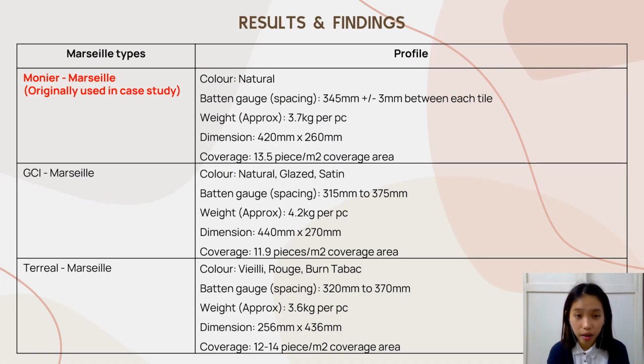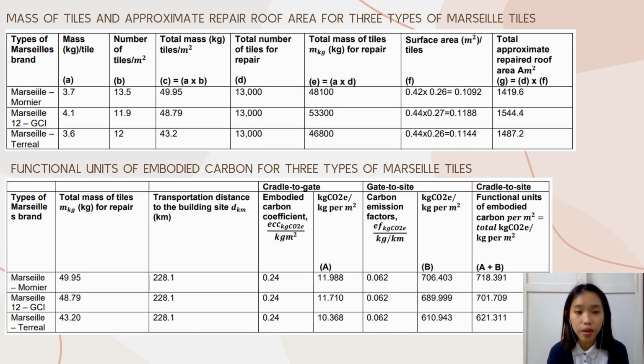For the results and findings, I'll be comparing three different manufacturers for the clay roof tile. First is Monier, second GCI, and third Jiarou. In my research paper, I will be using different mathematical frameworks and also equations to calculate the mass of tiles and approximate repair roof area for three types of different Masali tiles, and also calculate the functional units of embodied carbon for three types of Masali tiles.